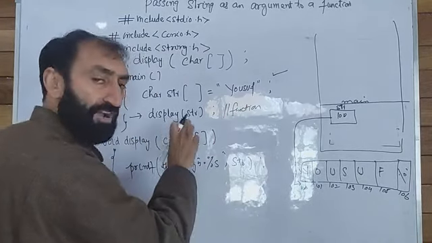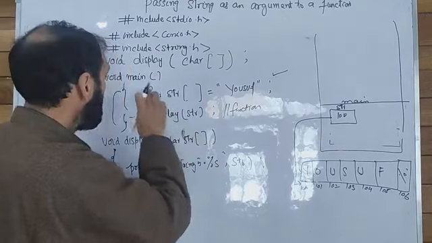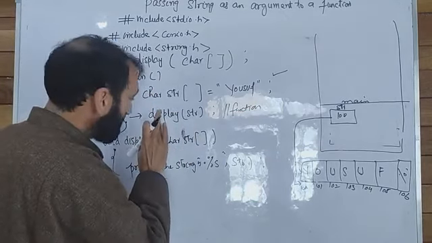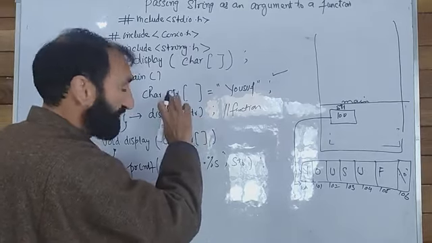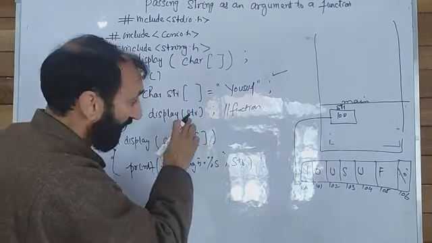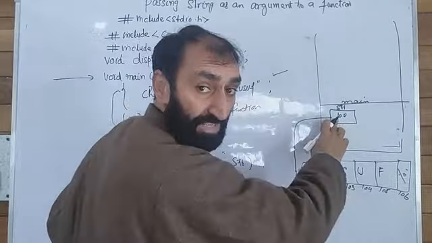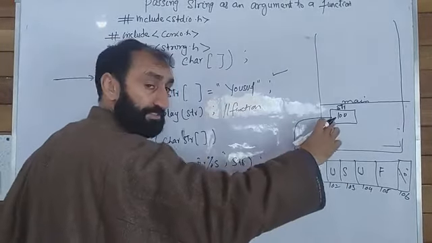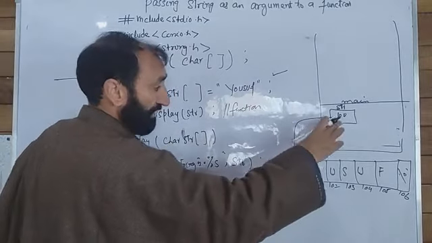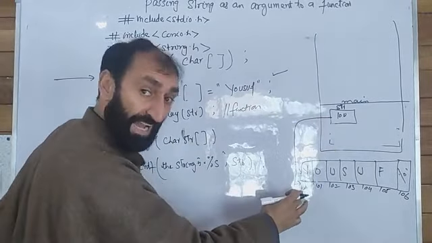Here the display function is going to be called by this main function. The display function is called from main by passing str, that is the string. Actually, what is str? Str is the address of the first byte. STR is 100. It is the address of the first byte.